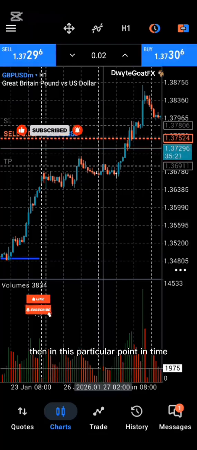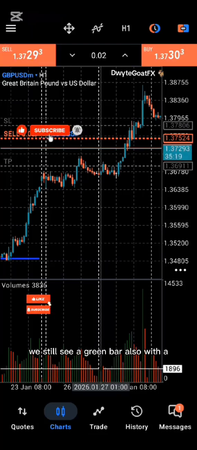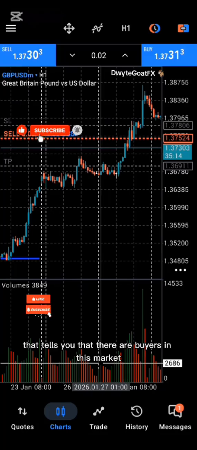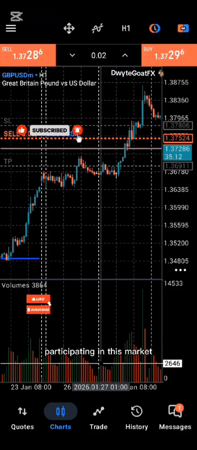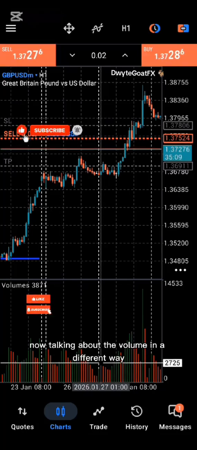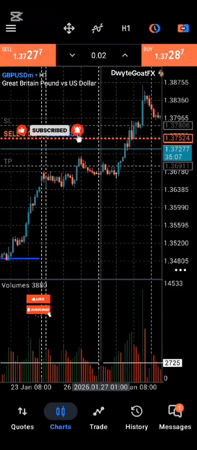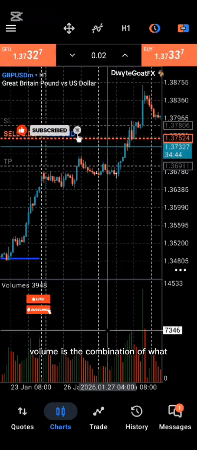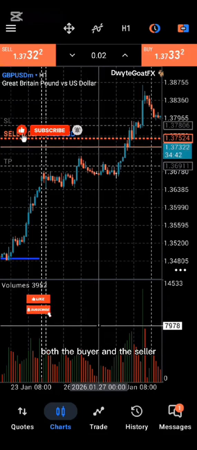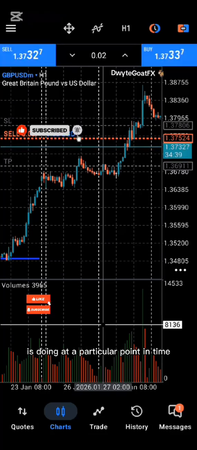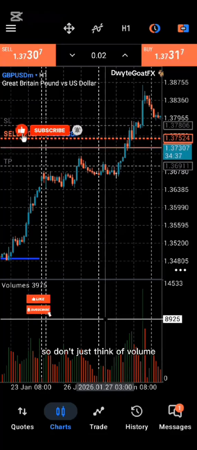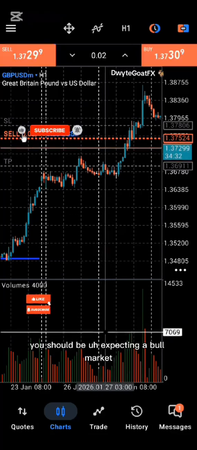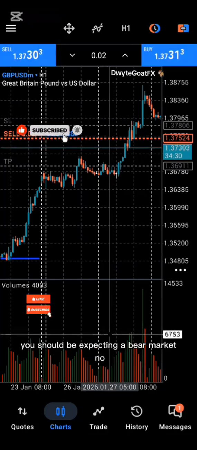Then at this particular point in time, we see a green bar also with a green volume that tells you that there are buyers participating in this market. Now, talking about the volume in a different way, volume is the combination of what both the buyer and the seller are doing at a particular point in time. So don't just think that when you see a green bar, you should be expecting a bull market, and when you see a red bar, you should be expecting a bear market.